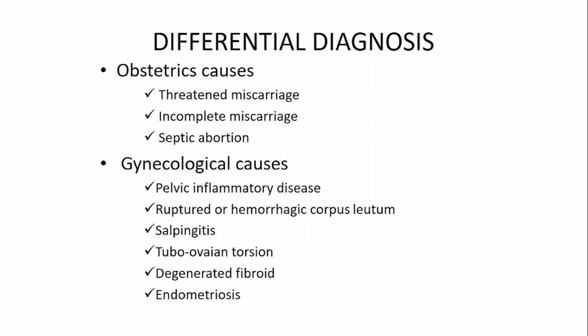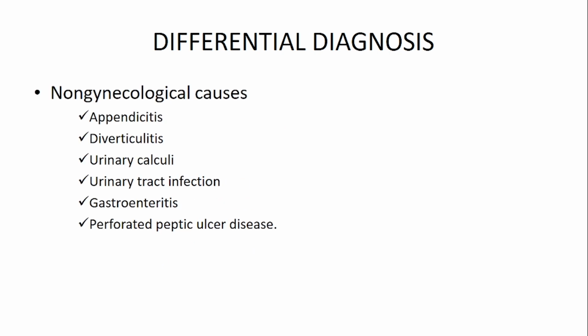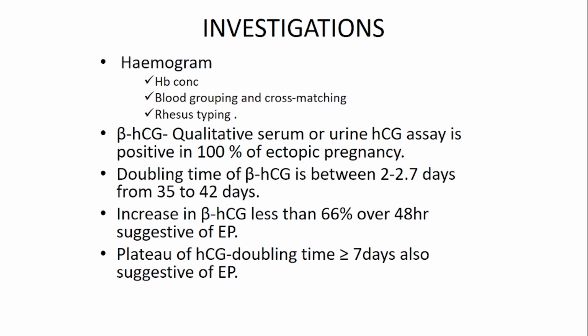We include threatened miscarriage, incomplete miscarriage, septic abortion. Gynecological causes include pelvic inflammatory disease, rupture or hemorrhagic corpus luteum, salpingitis, tubo-ovarian torsion, degenerative fibroid, endometriosis. Anything that can cause pain in the lower abdomen: appendicitis, diverticulitis, urinary calculi, urinary tract infection, gastroenteritis, because sometimes a pregnant woman can present with diarrhea, and then perforated peptic ulcer disease because of the abdominal pain.